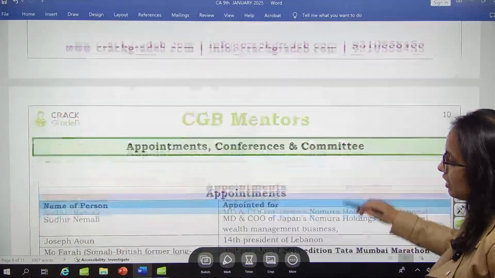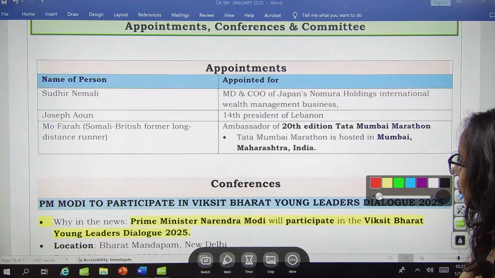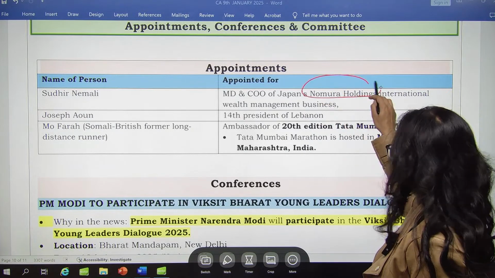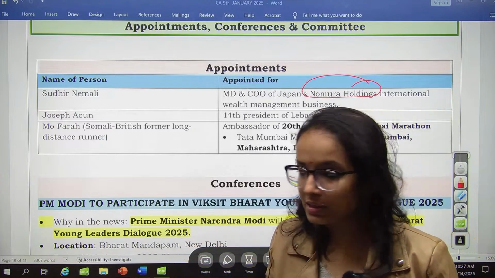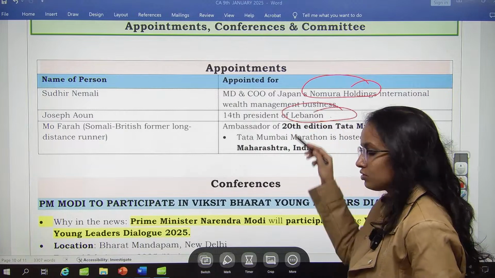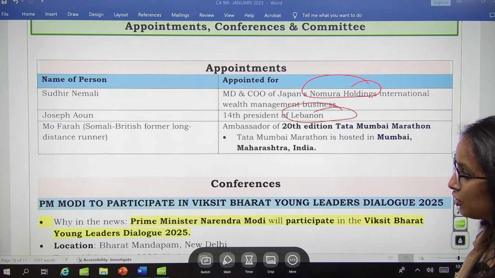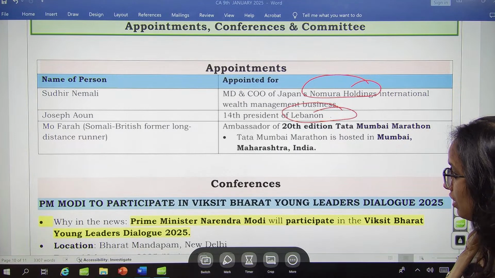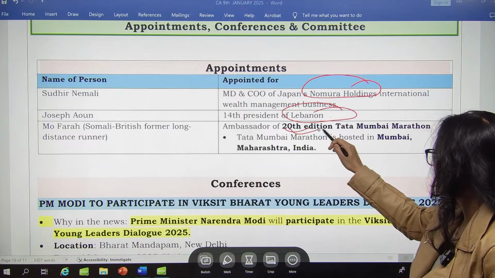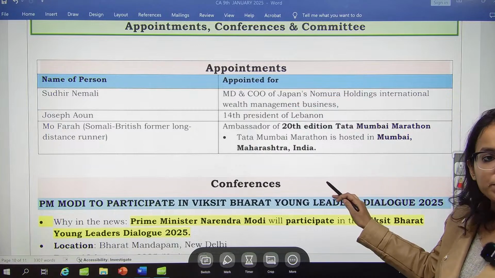Then next, if we talk about appointments. We have Sudhir Nemali appointed as MD and COO of Japan's Nomura Holdings. Nomura is a global research agency. Second, Joseph Aoun, 14th President of Lebanon. So remember this name, 14th President of Lebanon, Joseph Aoun. Then you have Mo Farah appointed as Ambassador of the 20th edition of Tata Mumbai Marathon. Okay. So these are important appointments.